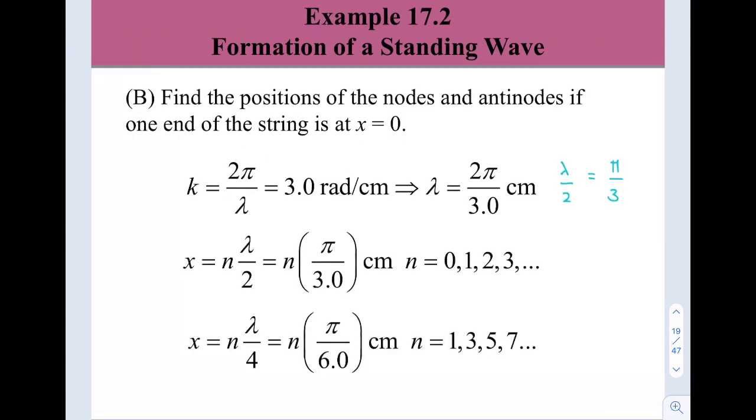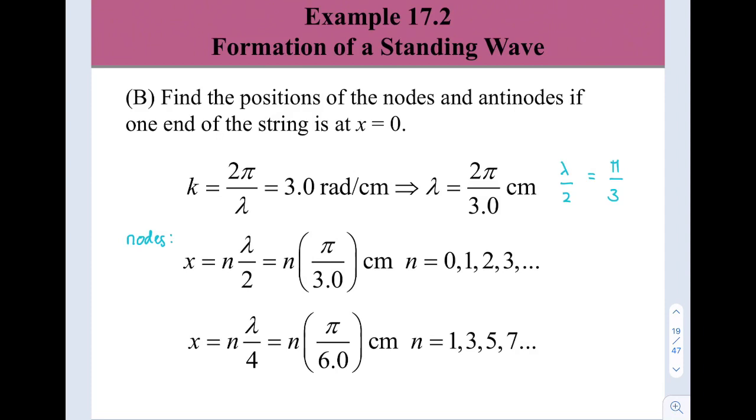For part B, we want to find the positions of the nodes and antinodes if one end of the string is at x equal to 0. First things first, we know that k is equal to 2 pi over lambda. We already know the value of k, which is 3 radians per centimeter. So from here, we can figure out lambda. Lambda equals 2 pi over k. And to figure out the position of the nodes, x is equal to n lambda over 2.